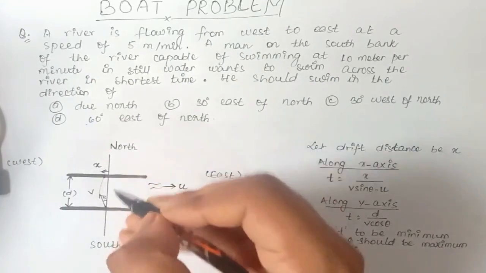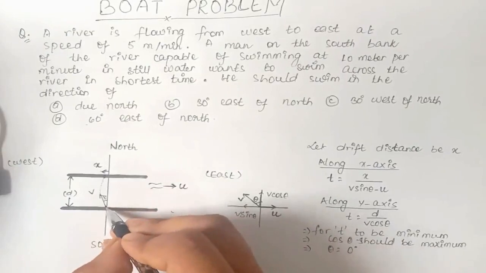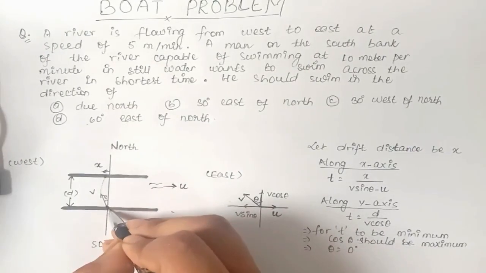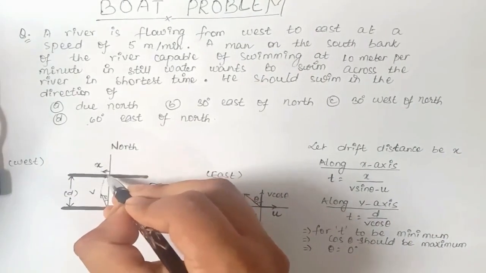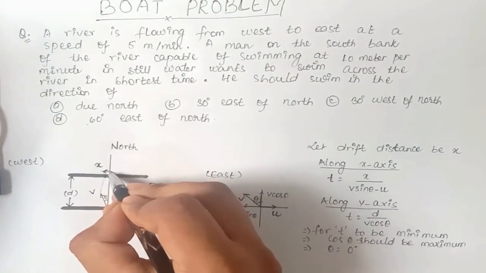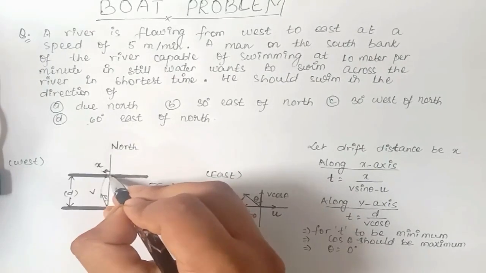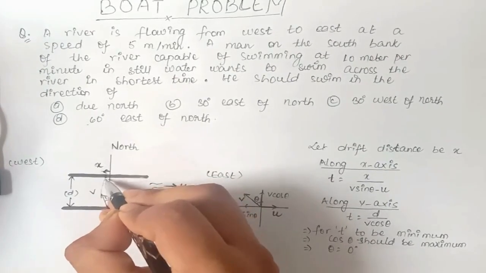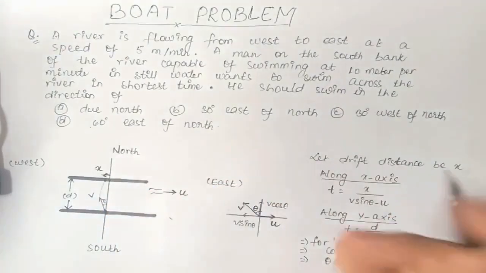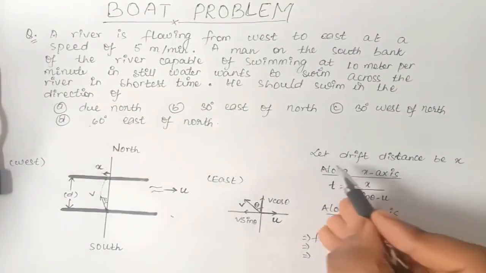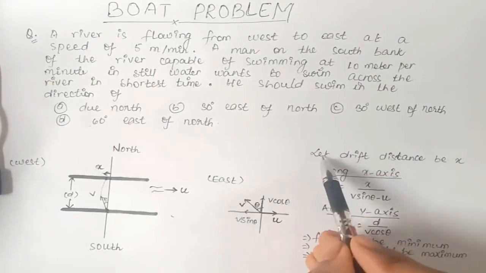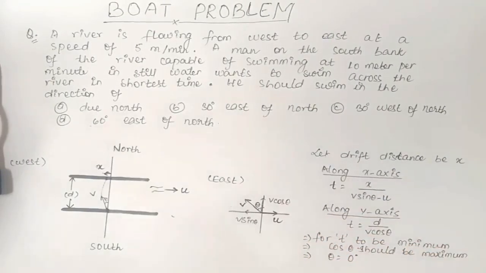like that, and suppose the boat is starting from this point, follow my pen, and it has reached this point. So the separation between the final point and this point is called drift distance, or you can say drift distance is the horizontal distance that the boat will cover. So this is x. Here I have written, let the drift distance be x.